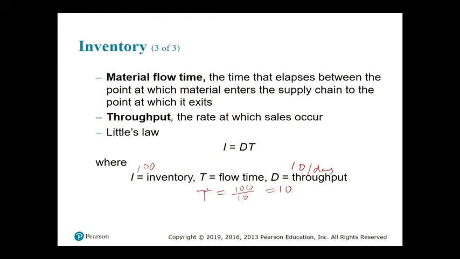Another implication of this is if we reduce flow time to, say, 5 days, that means in order to satisfy the demand at the same rate, we only need to hold 50 units of inventory. So generally, more inventory means more material flow time, and vice versa.